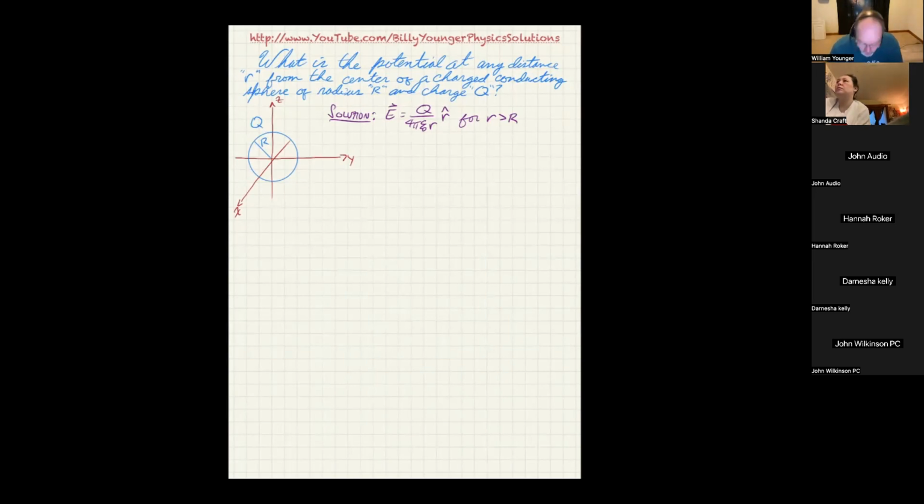One thing we do know, and we've done this already, we know that delta V, which is V final minus V initial, is equal to the negative integral of E dot dl from r_A to r_B. And I'm putting all that on here. Remember, it's a path or line integral.